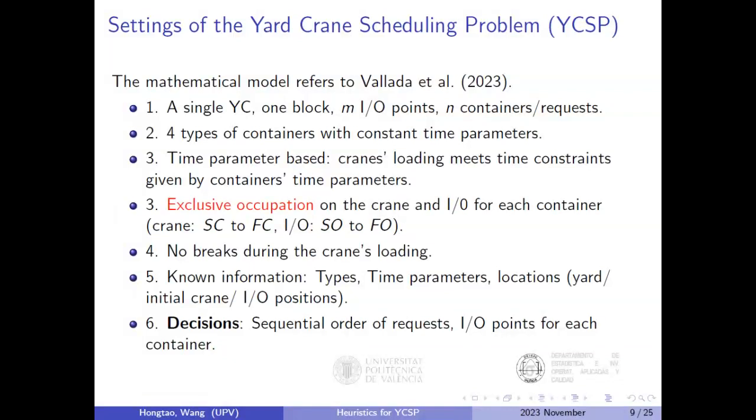We have four types of containers, and each container has a release time or due time. It's a unique time, a constant integer. That's to say, for every request, for every container, we go with a time parameter. This time parameter will guide how we load the container by the yard crane.